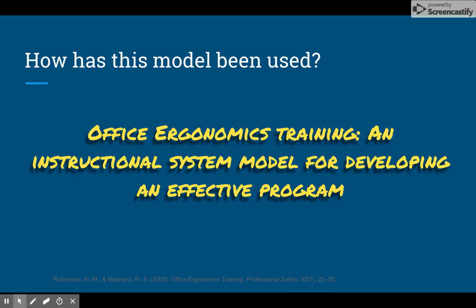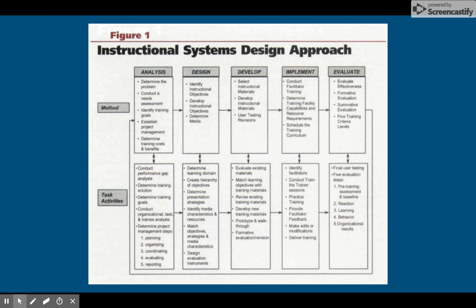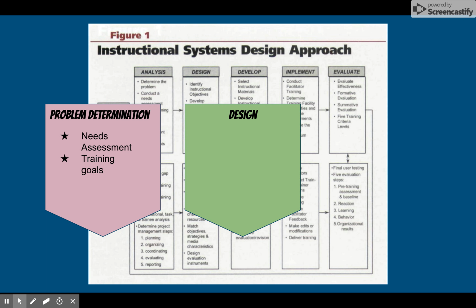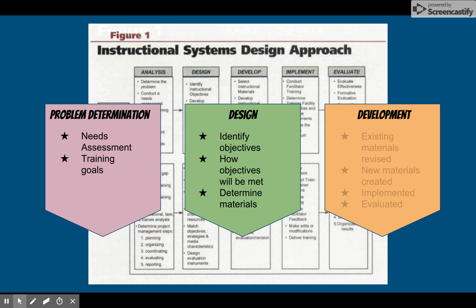In a 2005 article entitled Office Ergonomics Training and Instructional System Model for Developing an Effective Program, Robertson and Maynard did a case study that followed the design model by determining a problem through a needs assessment where they then identified the training goals. In the design stage, they identified their objectives and how they would be met. The materials that would be used were determined, and the objectives and strategies were matched to the appropriate media. In the development stage, existing materials were revised and new materials were created. The materials were then implemented and their effectiveness was evaluated. The Office Ergonomics Training Program produced positive outcomes and was considered a success.